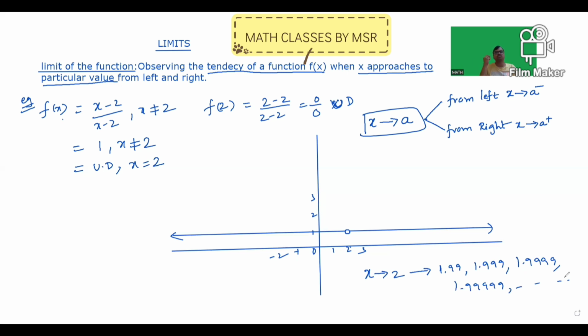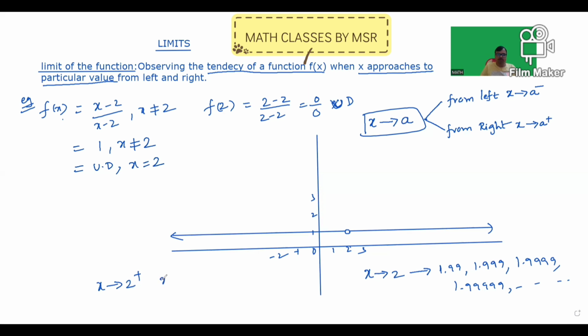What is the meaning of x tends to a plus? Same. All the values of x which are greater than a but very near to a. If a is 2 here, x tends to 2 plus. What is the meaning? All the values of x which are greater than 2 but very near to 2.